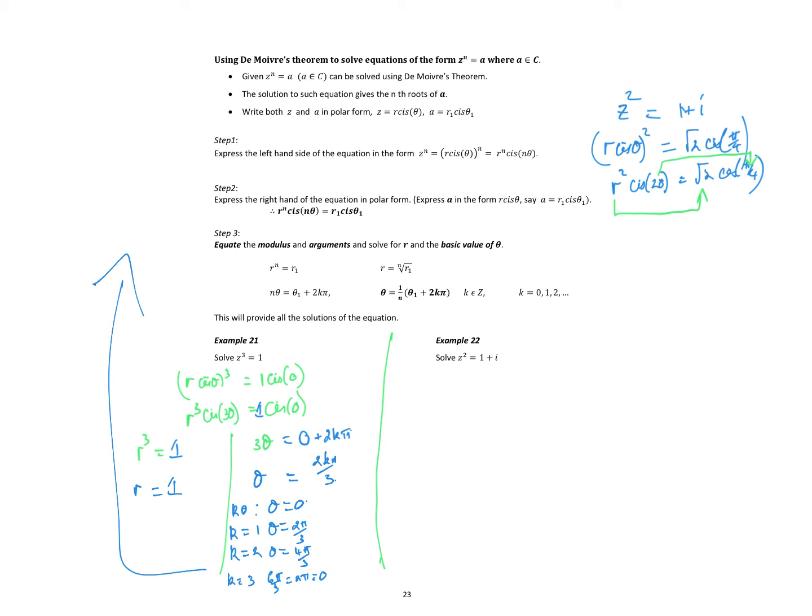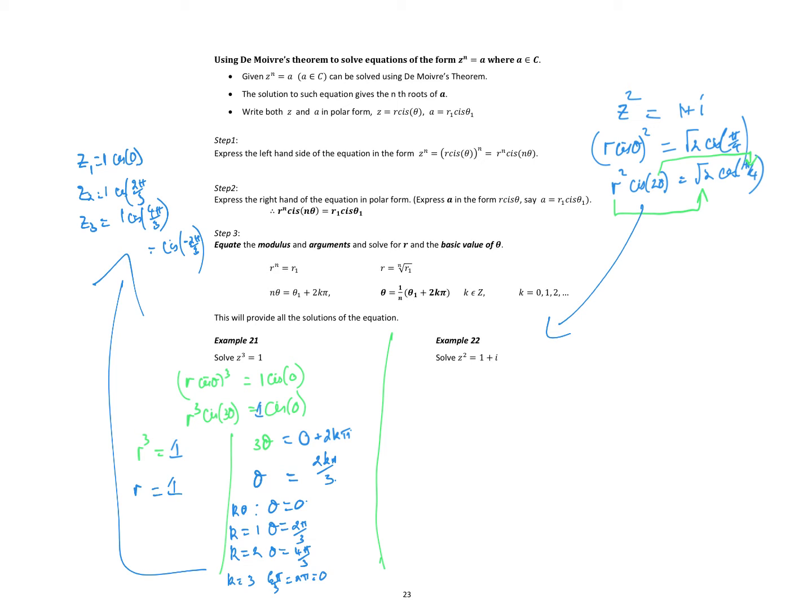So my solutions are going to be, well, r is 1 the whole time. z1 is 1 cis 0. z2 is equal to 1 cis 2 pi on 3. z3 is equal to 1 cis 4 pi on 3, but 4 pi on 3 isn't in the domain that we're interested in, so it's negative 2 pi on 3. So if I cube any of those 3 complex numbers, I will end up with 1. That's what that's telling me. Okay?